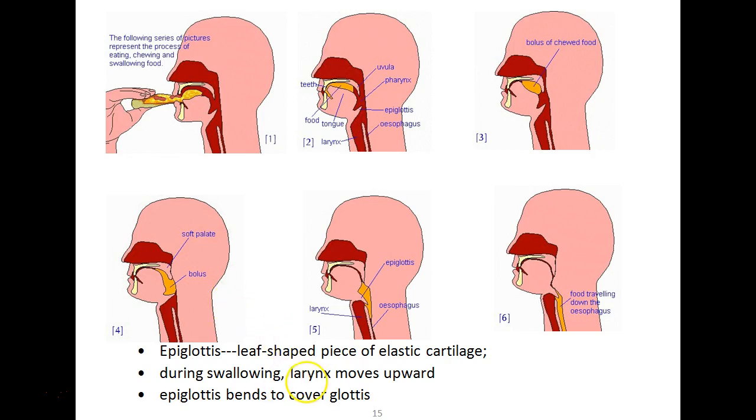So epi means on top of. Here we have a bit of tissue that's covering over that glottis. And because it covers over it, food then travels down the esophagus and goes where it's supposed to go, that is, into the stomach.